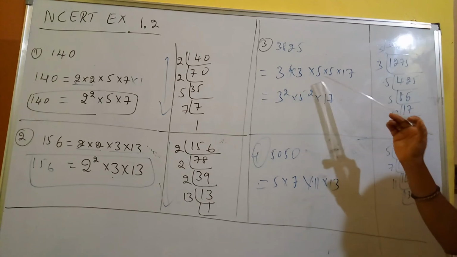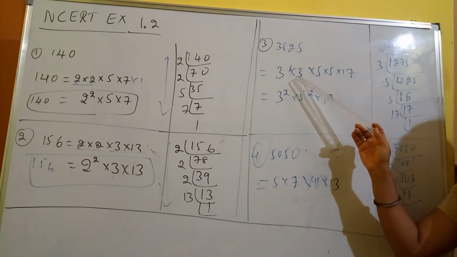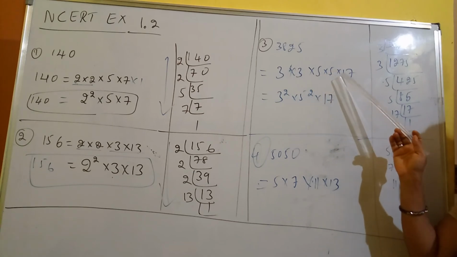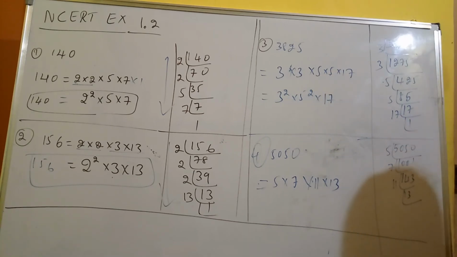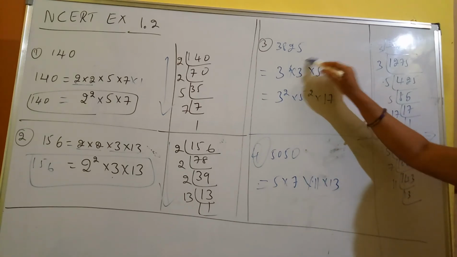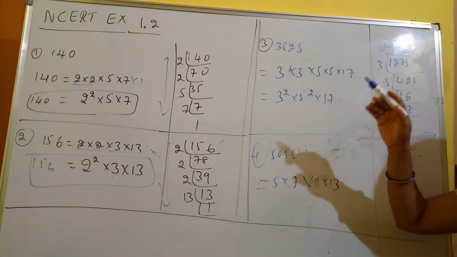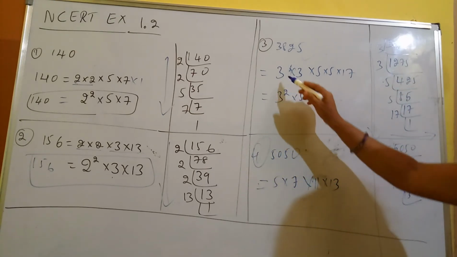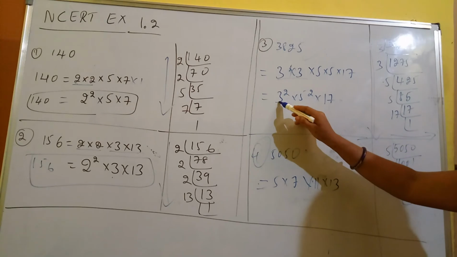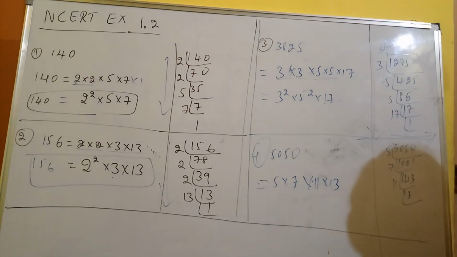3825. What are the factors of this number? The factors of this number will be 3 into 3 into 5 into 5 into 17. That means these are the prime factors of the given number 3825. If you express it as prime factors, here we have the same two factors, 3 into 3, 3 square, 5 into 5, 5 square, into 17.